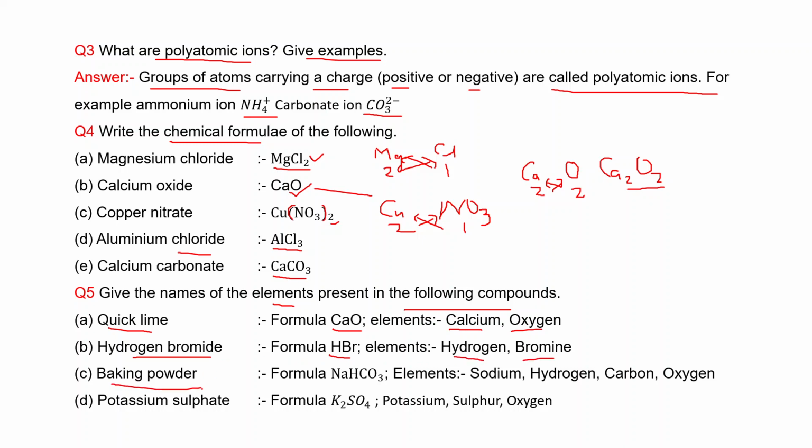Baking powder, its formula is NaHCO3, and its name is sodium hydrogen carbonate. And by observing this formula, we can write the name of elements: sodium, hydrogen, carbon, and oxygen. Potassium sulfate, first write its formula. This is K2SO4. Elements are potassium, sulfur, and oxygen.